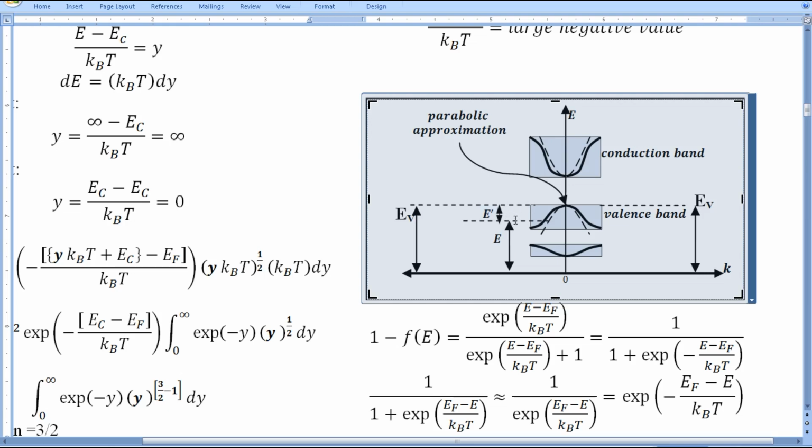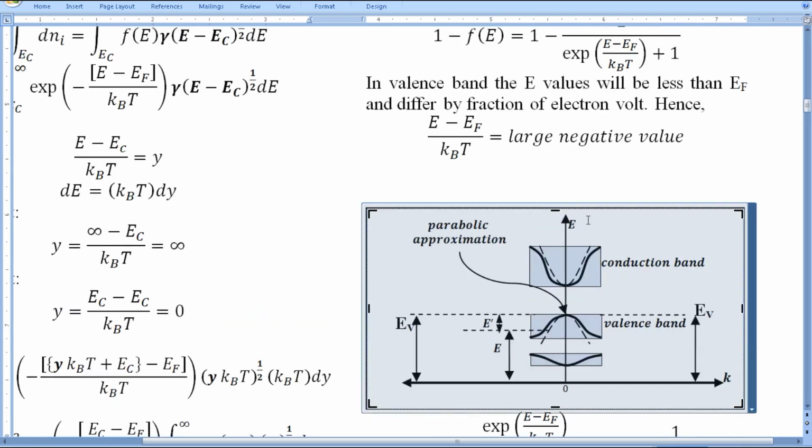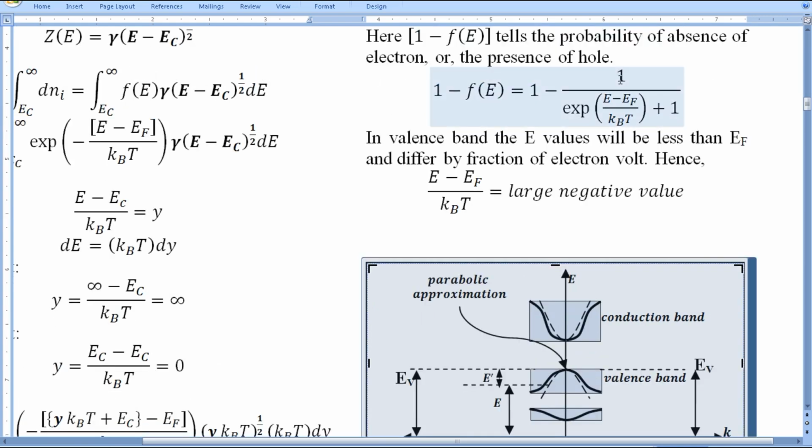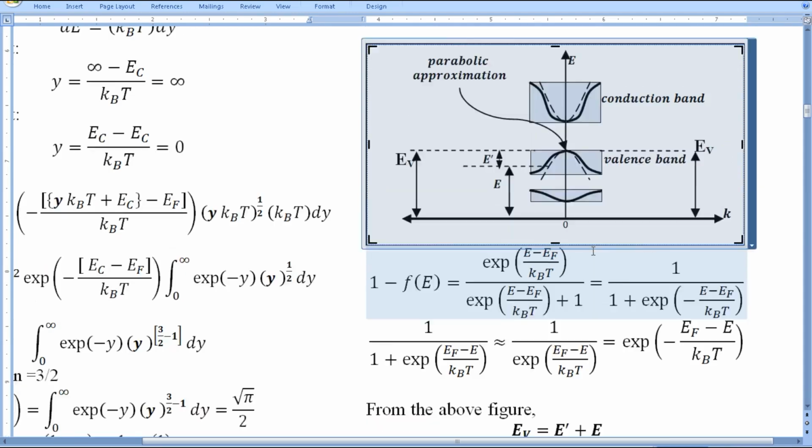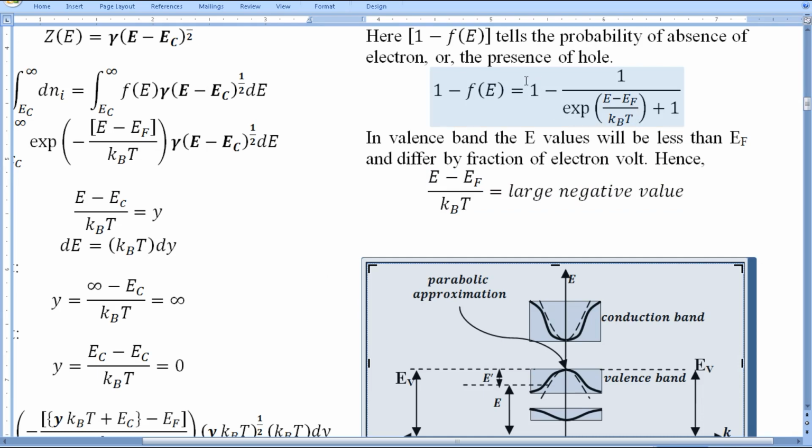Therefore you can once again bring a relation here. This is the valence band edge EV with respect to ground. So EV is nothing but E dash plus E, or E dash is nothing but EV minus E. So in place of E dash we will be writing EV minus E. Let's come back to this simplification. As we have already proved that this is a very small quantity, it is 1 by 1 plus something which is small. So 1 minus 1 by 1 plus the smaller quantity. So here, for 1 minus f of E, if you bring this term over, 1 into this minus 1, the e power term survives in the numerator, and 1 minus 1 gets cancelled.